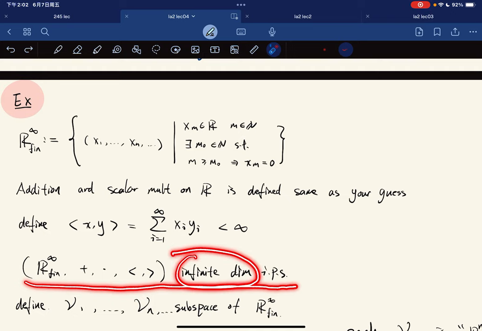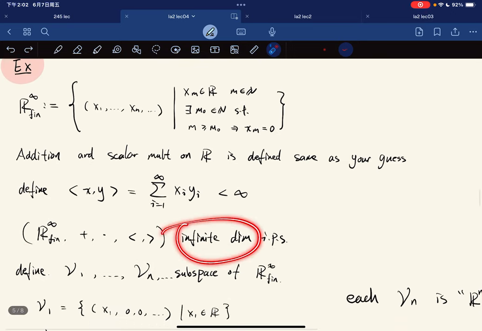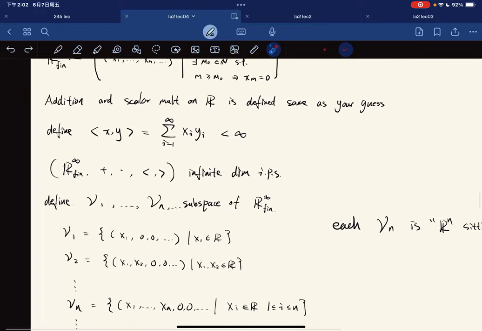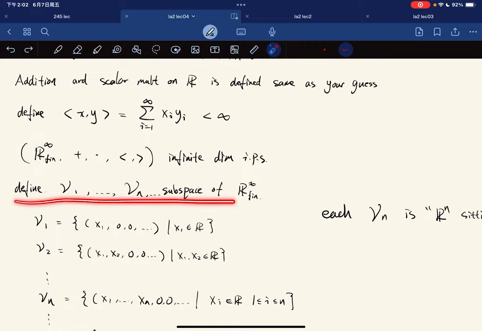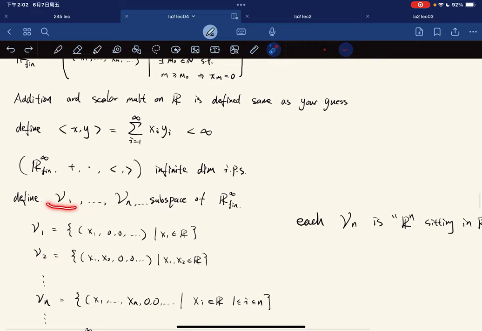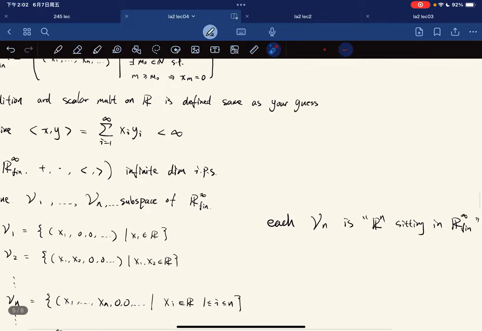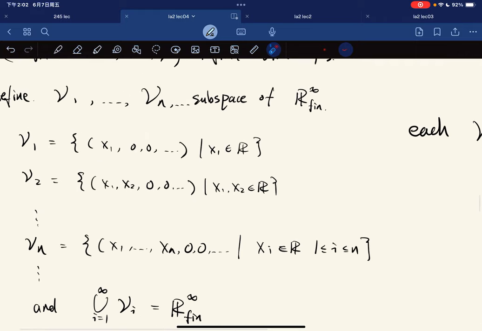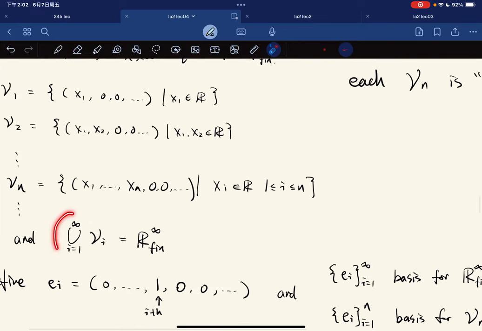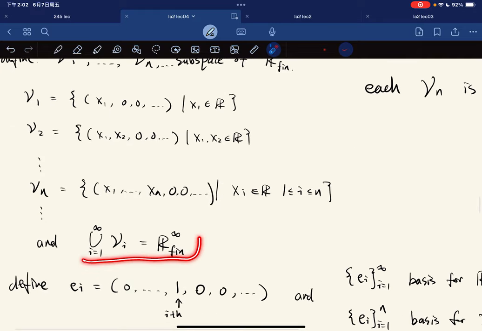Why is it infinite dimensional? Because we have a basis. If we define subspaces V1 through Vn, where Vn is a copy of Rn sitting in this set, so V1 is (x1, 0, 0, ...), V2 is (x1, x2, 0, ...), and Vn is (x1, ..., xn, 0, 0, 0, ...), then their union is this set. It's an ascending sequence of subspaces that converges to our space.